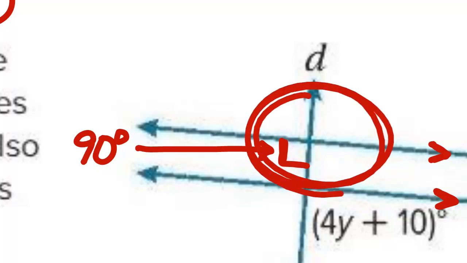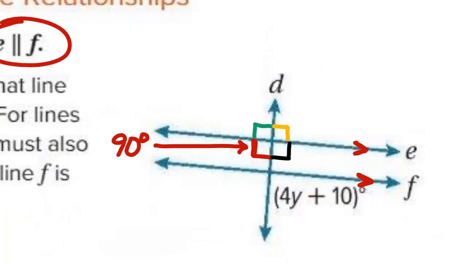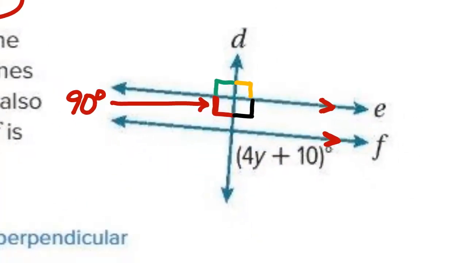If I know that one is a right angle, what else do I know right around here? Everything else is a right angle. So this would be a right angle. This would be a right angle. And that would be a right angle. They're all 90 degrees. What else did they give me in the picture? Yep. They gave me the expression for y, and that goes with this angle right here.